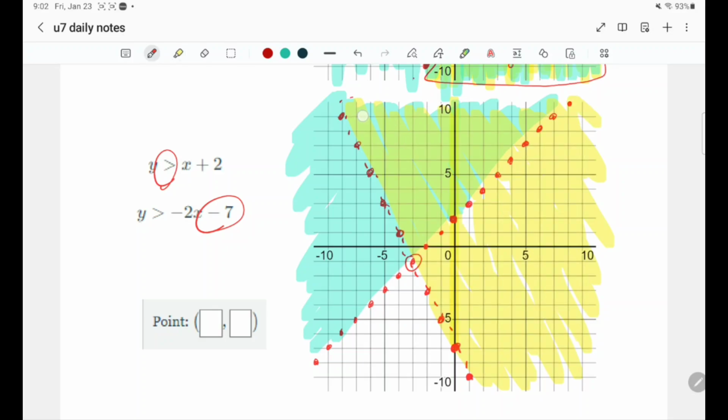So my solution region is this top triangle here, and I'm gonna pick, oh my goodness, I can do 6, 7 again, but I'm not gonna. I'm gonna do -2, 7. But you can do anything.